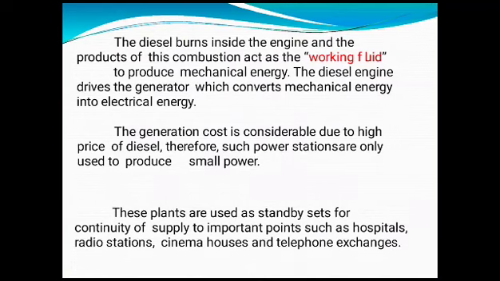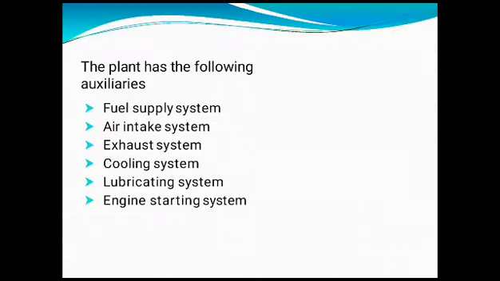This is a schematic diagram of a diesel power plant. The plant has the following auxiliaries: fuel supply system, air intake system, exhaust system, cooling system, lubrication system and engine starting system.